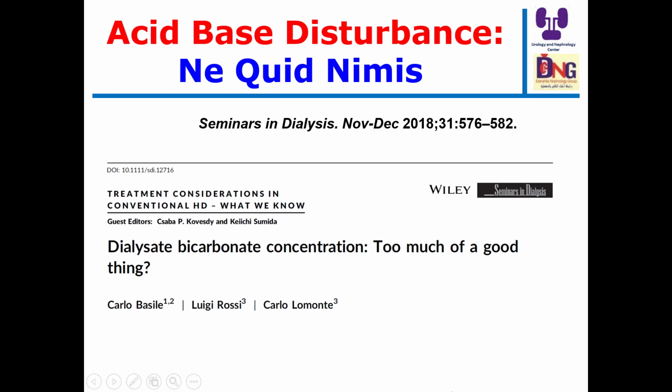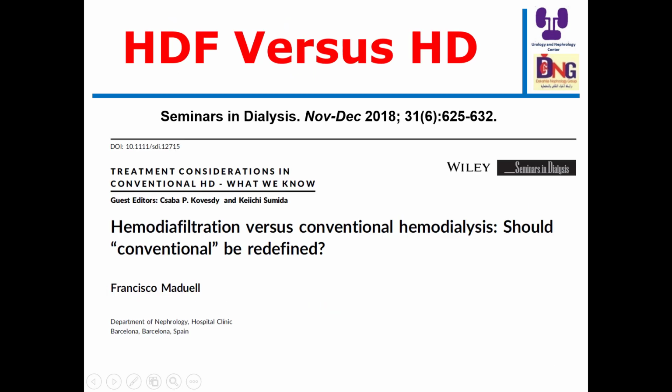Alkalosis is associated with malnutrition. It may reflect malnutrition, low protein intake, and is associated with vascular calcification. So we need serum bicarbonate to be normal and not to be high at the end of the dialysis session.